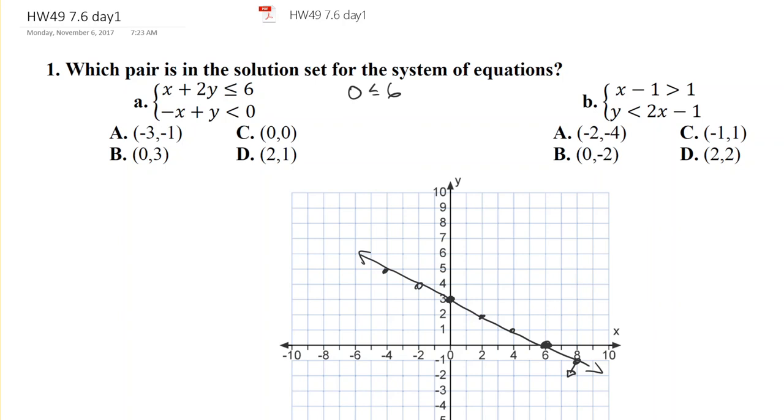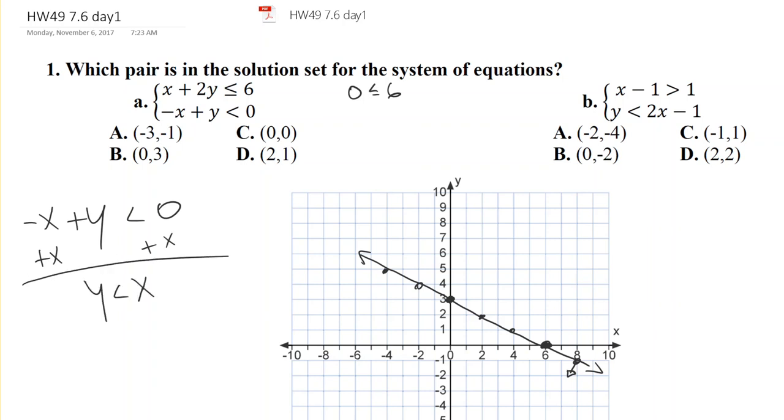Our other line, negative x plus y less than 0. This is a little bit weird because we'd have 0 and 0 as our y-intercept, and it would be tricky to show you. So let's solve this for y. What would we do? We'd add x to both sides. So we have y is less than x, right? Now that's easy to see. 0, 0 is our x- and y-intercept. Our slope is 1, so we have a positive slope here.